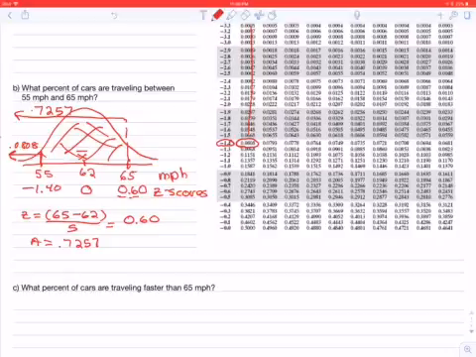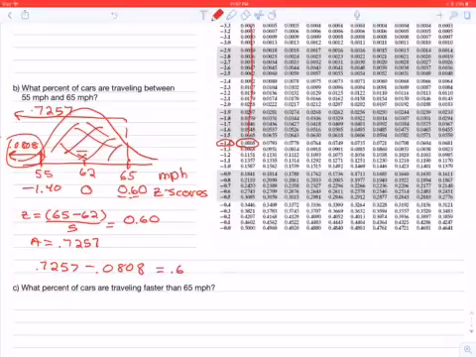Well, neither one of those areas is the area that we want. But if I take the larger area and subtract the smaller area, I'll get the area I shaded, the area between. So I get 0.6449. So to answer the question, what percentage of cars are traveling between 55 and 65 miles per hour, just move the decimal point 2 places to the right and tack on a percent sign. 64.49%.